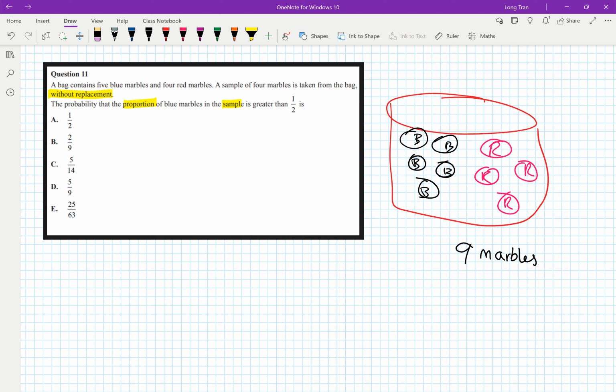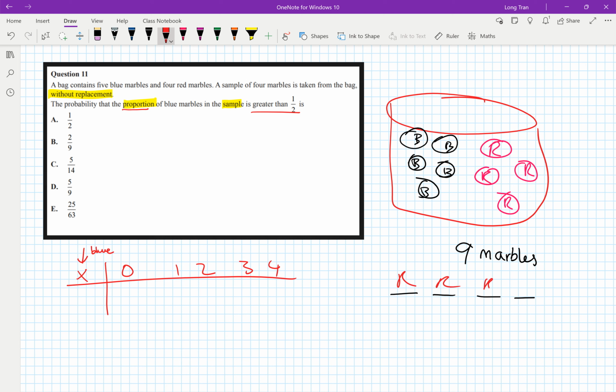You can do it in the logical sense. In this case, you've got 4 to choose from. And what they want you to do is that the proportion of the blue marbles in the sample is greater than half. So remember, proportion, you've got x: 0, 1, 2, 3, 4. Those are the possibilities if you're choosing 4. X is the number of blues. You could have got 0 blues. It could have been all red, red, red, red. So that could have been your chance of getting that.